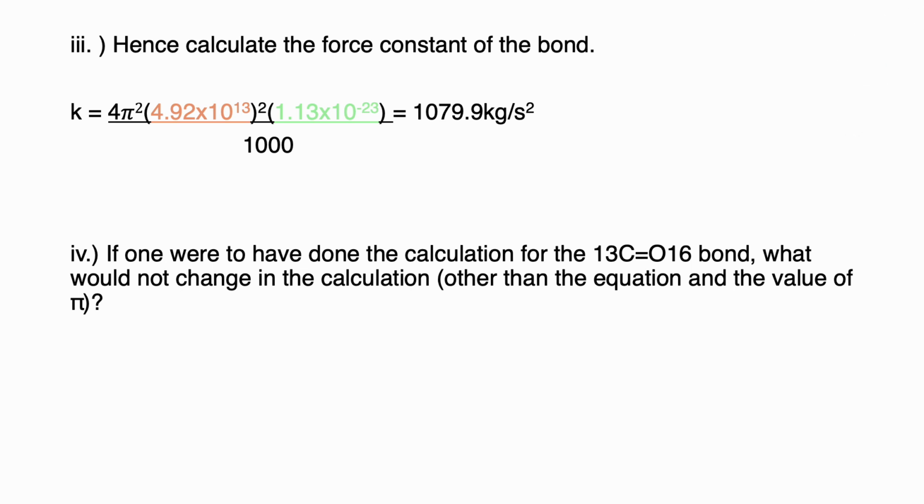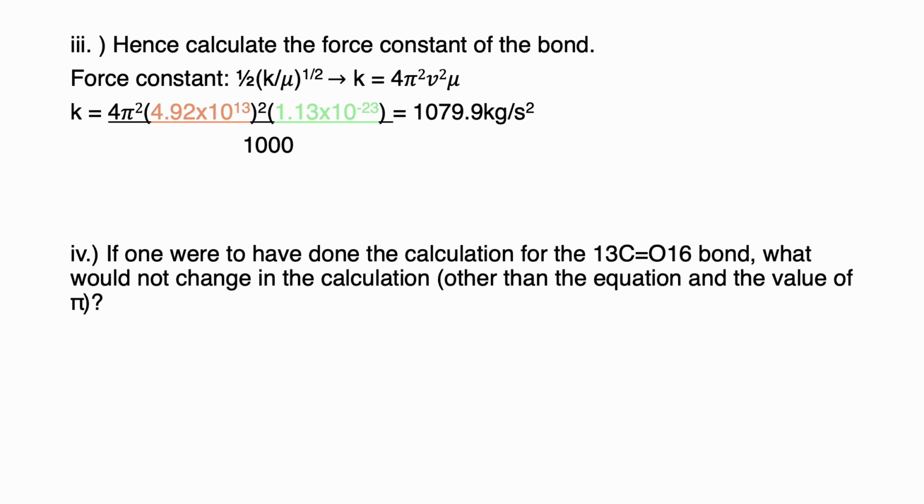Part III, we are going to be calculating the force constant of the bond. In order to calculate the force constant, we must know the equation, which is v equals 1 over 2 pi, brackets K over mu close brackets to the power of a half. In order to find the force constant, we need to rearrange this whole equation to find K as the variable. To make K the variable, we need to rearrange the equation to 4 pi squared times v squared times mu.